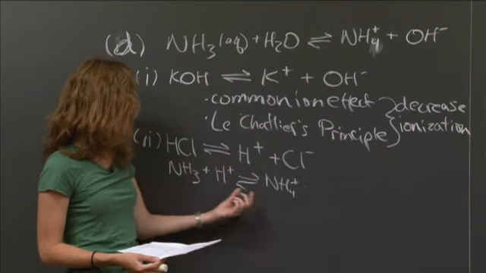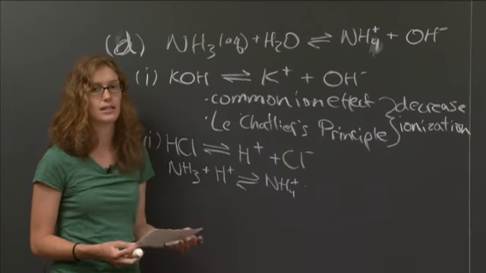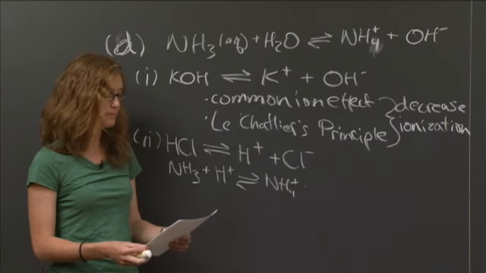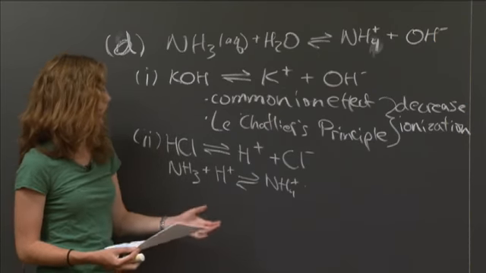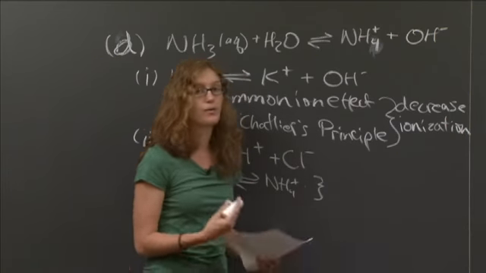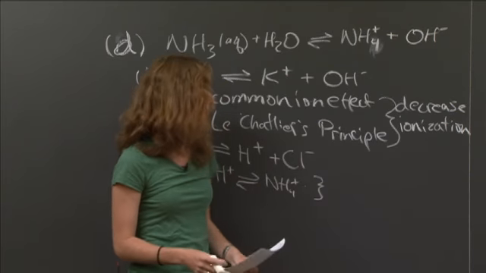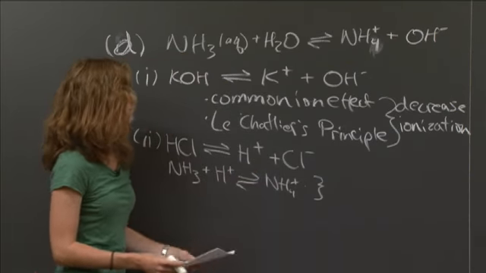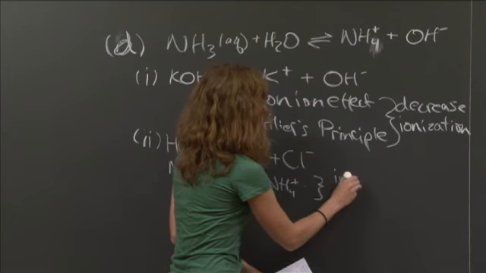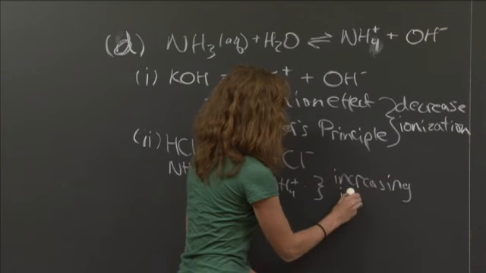And we can see that if we add protons from this acidic molecule there, we will increase the ionization, right? Because it will allow the ammonia to work more as a base because of this reaction here. So we are increasing ionization.